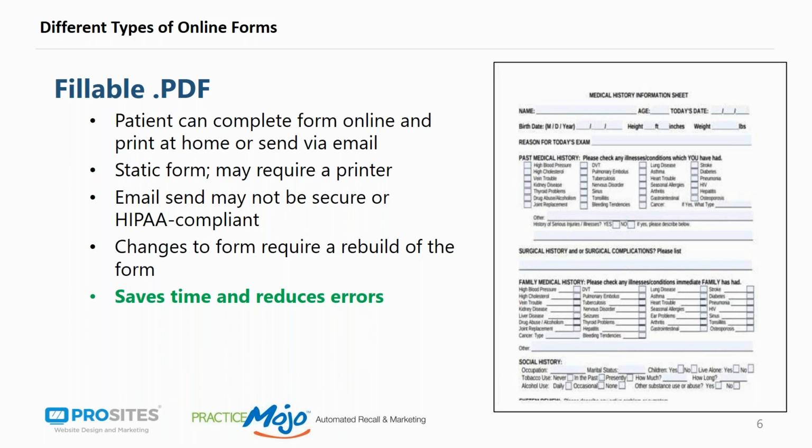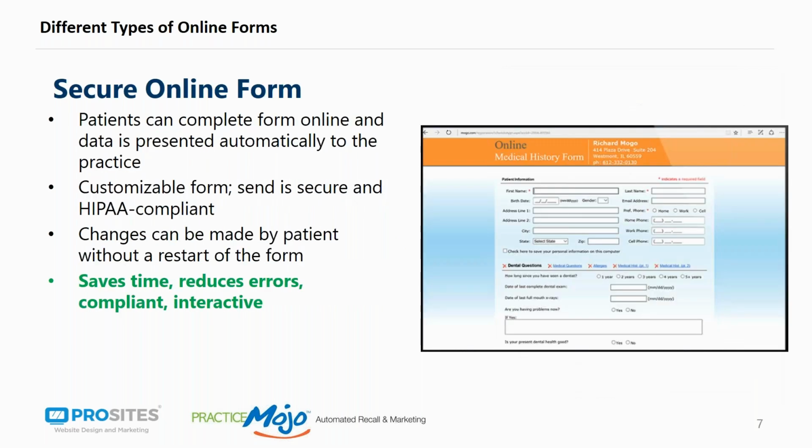Changes to the form: we have in the past created forms for practices where, if you want to change a particular section of the form, it requires a rebuild of the entire form. The way PDFs are built, you build them as a whole group, and then if you want to make one small change, it requires a restart and rebuild of that whole form. You're not able to save information between visits or know about differences between visits. So it does save time and reduces some errors, but it still isn't a holistic solution.